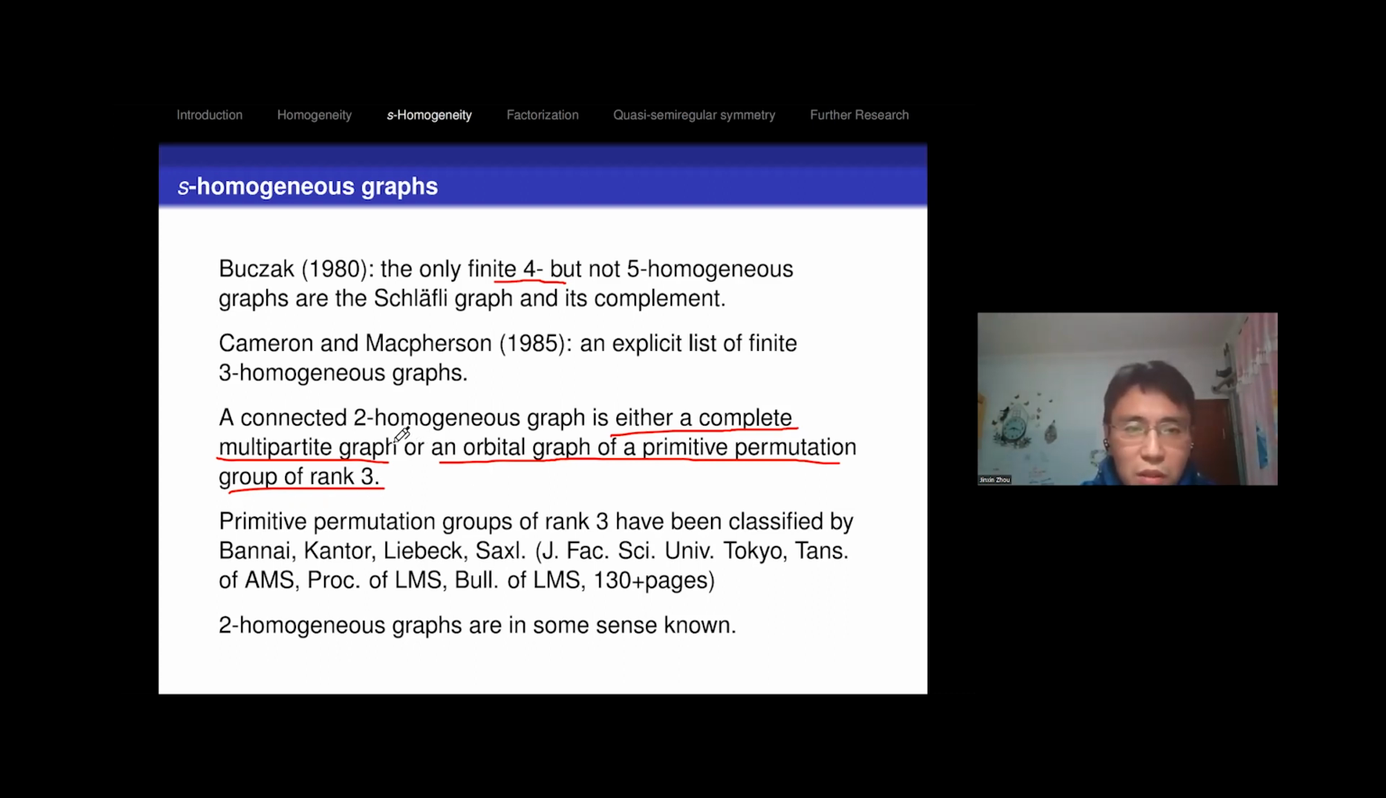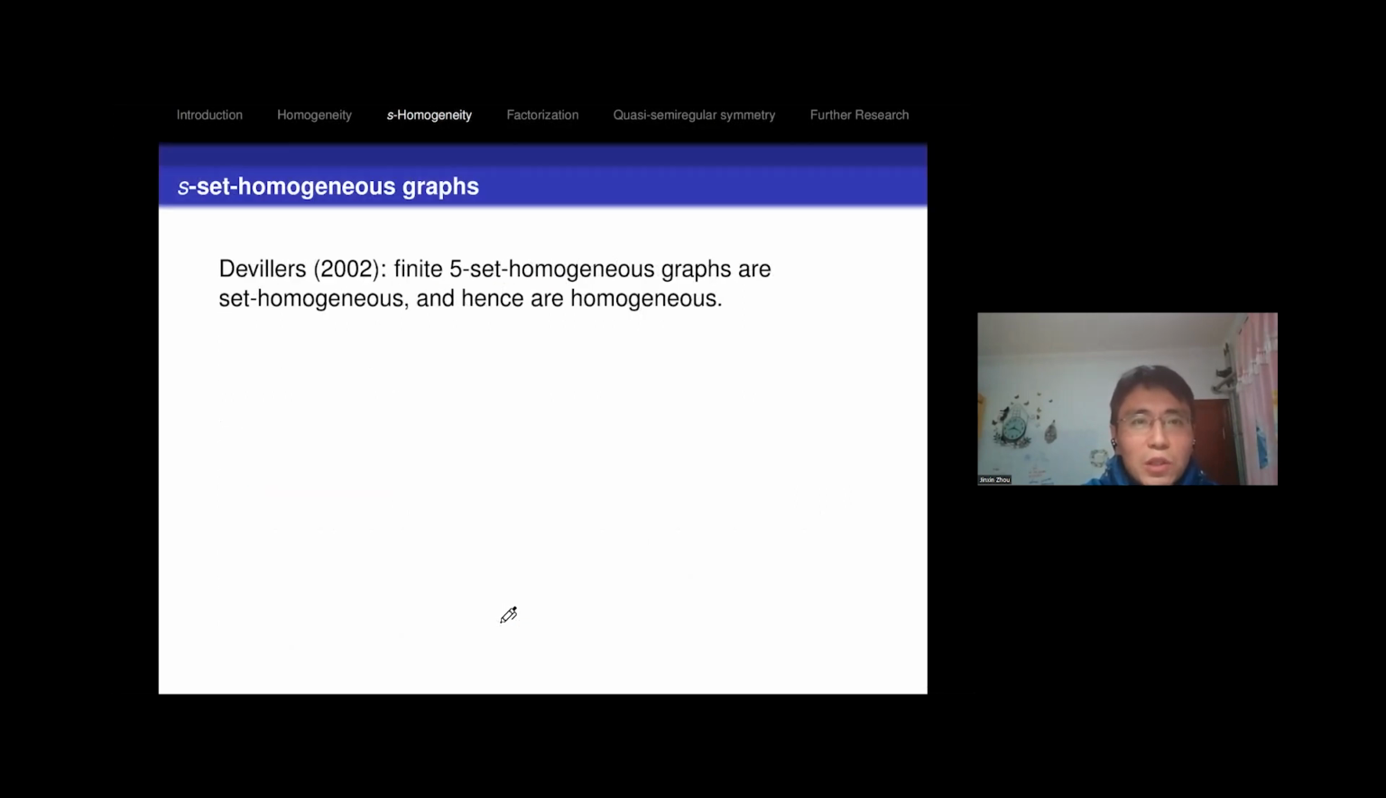So to give a classification of 2-homogeneous graphs, it suffices to give a classification of primitive permutation groups of rank 3. And actually, these groups have been classified in several papers, maybe 130 pages in total. So in some sense, 2-homogeneous graphs are also known. This is some result about s-homogeneous graphs.